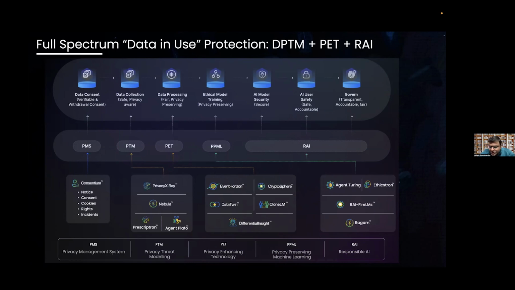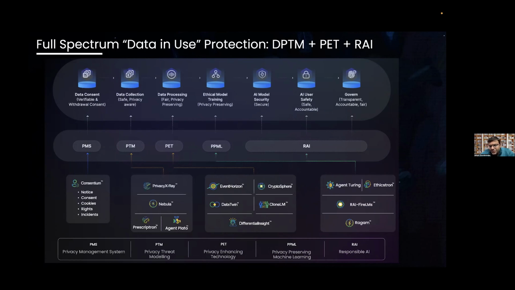And this goes into DPIA, for which we have a product called Prescriptron, and we have an agentic version of DPIA, once again a very revolutionary product called Agent Plateau, which can converse with data requesters and mention the level of risk in a data request, summarize the data request, and also make recommendations to the DPO of the technical mitigations they have to put in place. Once this is done, the next phase is the PET phase, which is where the mitigations actually happen.